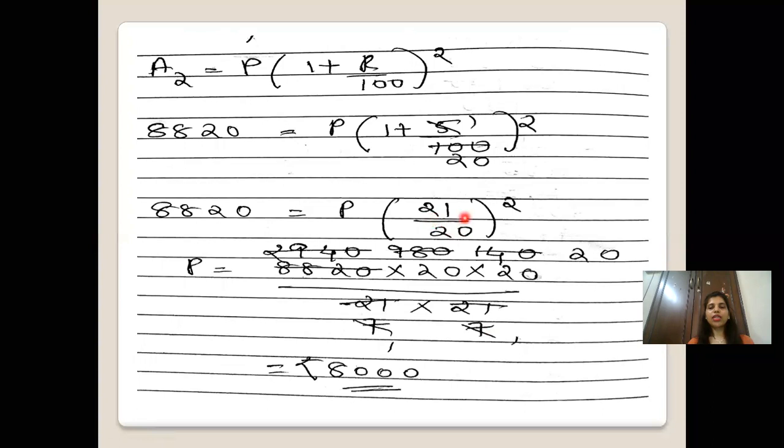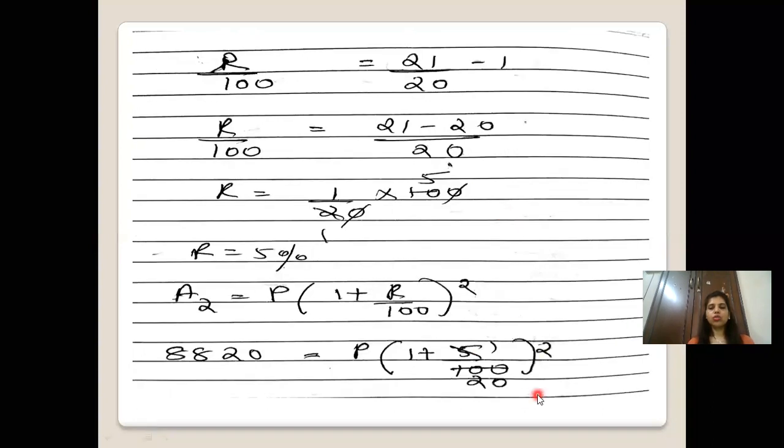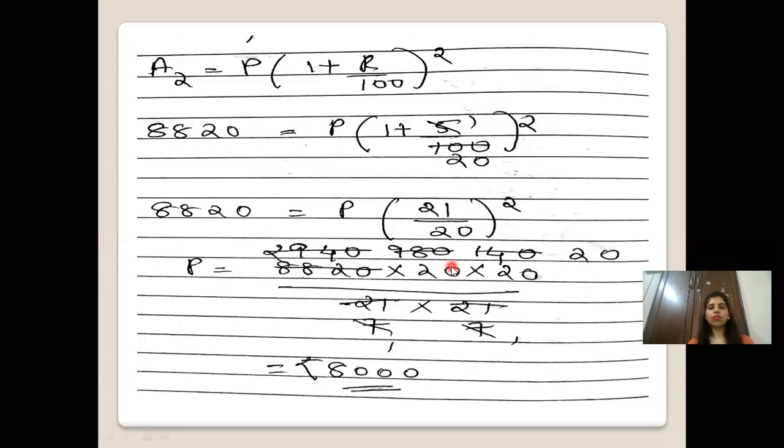Here you can see 21 upon 20 raised to 2. Now what you will do is, you want to find the principal. So you take this to the other side. So you get 8820 into 20 into 20 upon 21 into 21. Now you can see that you can cancel this with 3, as 8 plus 8, 16, plus 2, 18.